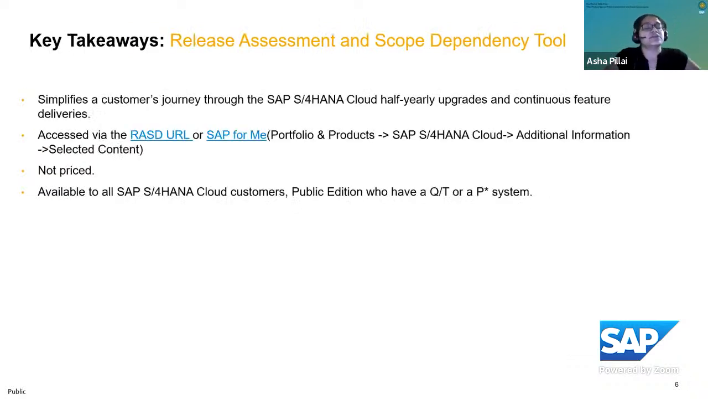And here are the key takeaways from this session. RASD simplifies a customer's journey through the SAP S/4HANA Cloud half-yearly upgrades and continuous feature deliveries. It can be accessed via the URL linked there or SAP For Me. In SAP For Me, you would find it under Portfolio and Products, for SAP S/4HANA Cloud, under the Additional Information section.